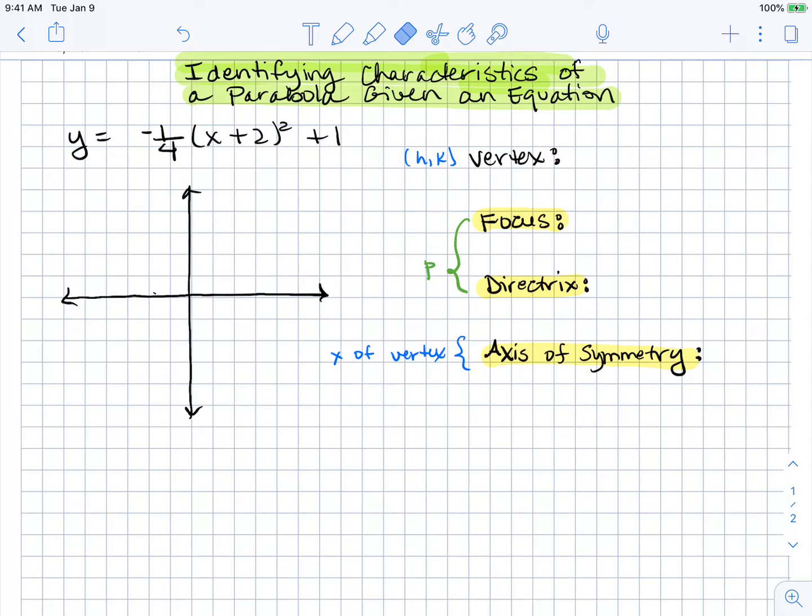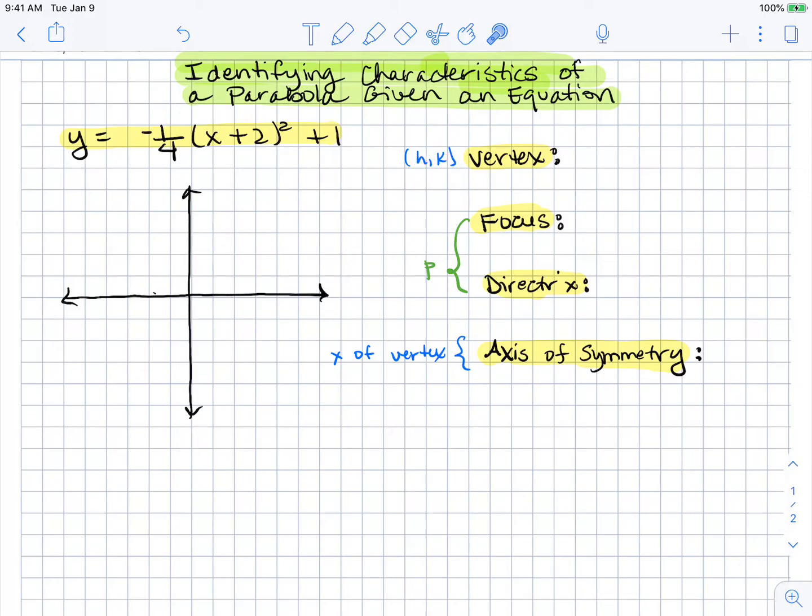Okay, so we're going to identify characteristics of a parabola when we're given an equation. And the equation that we're given is this guy right here. What I want to find out is my three things here: a vertex, a focus, a directrix, and an axis of symmetry. And over here on the left of these words, I've written some key information.